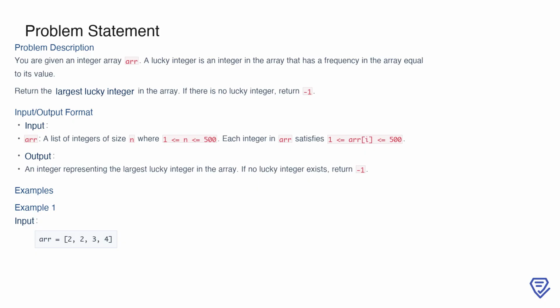The input is an integer array ARR with a size ranging from 1 to 500, and each element in the array is guaranteed to be between 1 and 500. The output is a single integer, either the largest lucky integer or -1 if none exist. Let's look at some examples to better understand how this works.